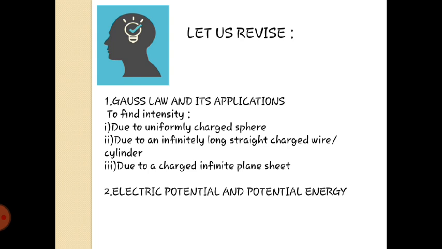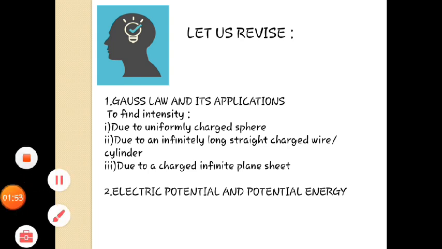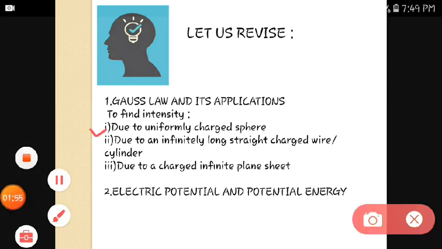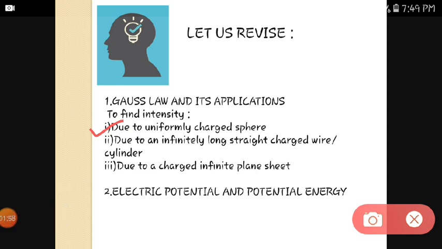By applying this law to three cases, the first one is due to a uniformly charged sphere. By applying Gauss's law to the uniformly charged sphere, we have calculated the intensity, and even we have seen the cases of it also. So what was that? E is equal to sigma R square divided by epsilon 0 small r square. That was the formula which we derived yesterday.